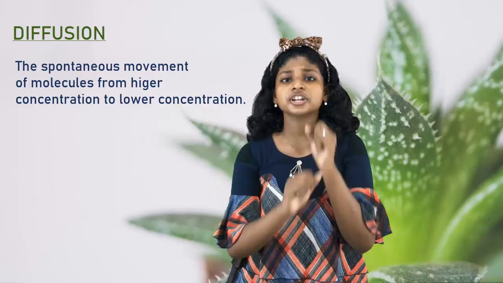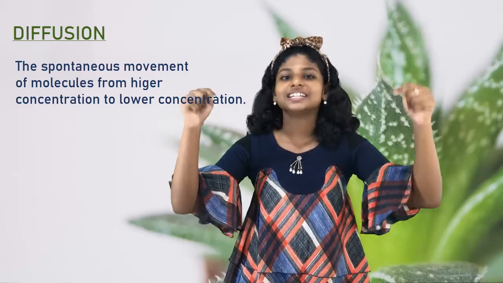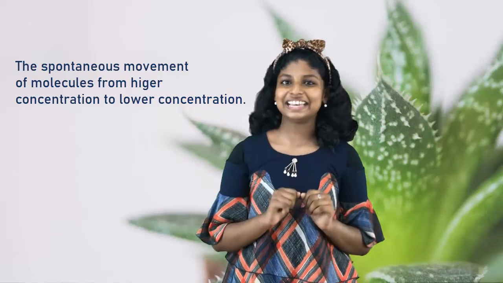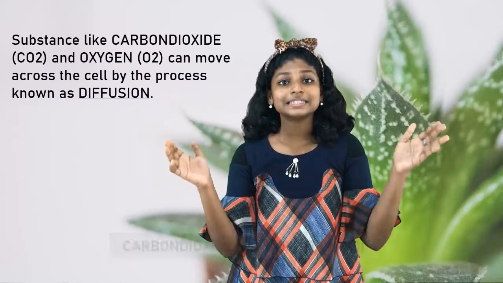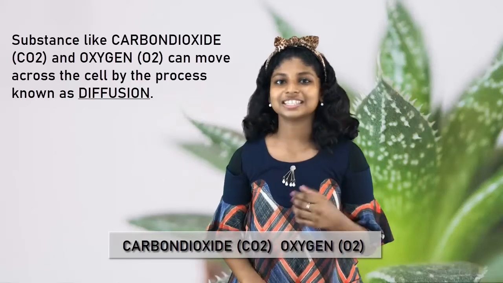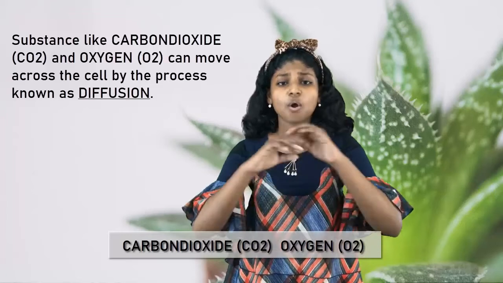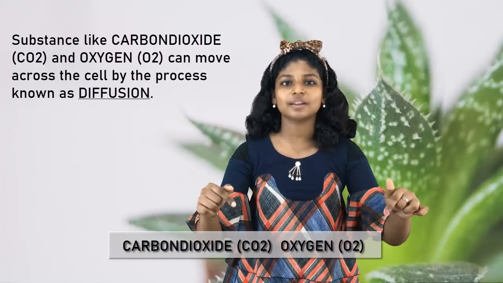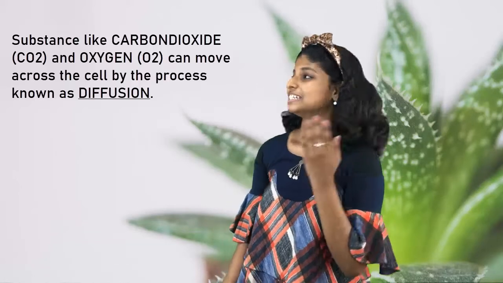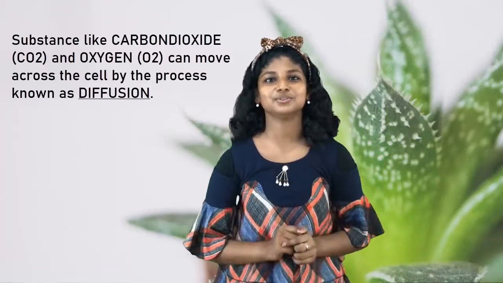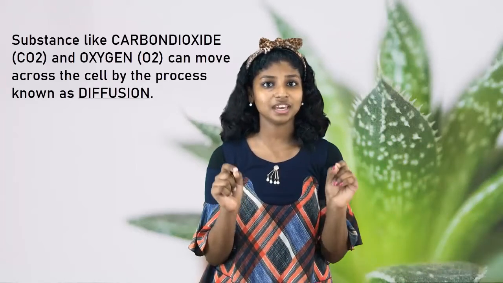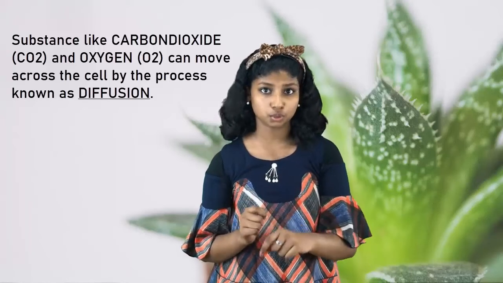This diffusion is very essential for gaseous exchange. Substances like CO2, that is carbon dioxide, and oxygen, that is O2, move across the cell membrane by using this method known as diffusion. We have learned this in chemistry, and we have discussed an example too.